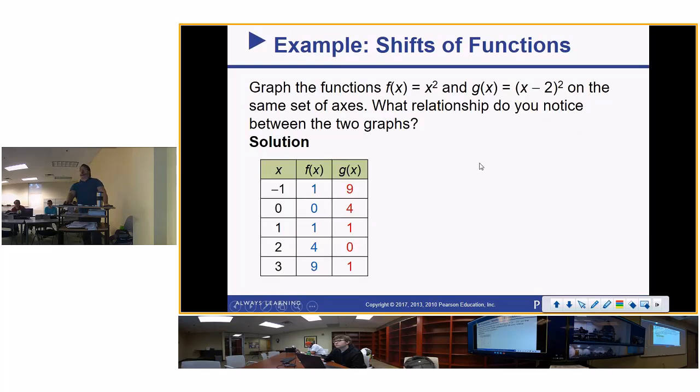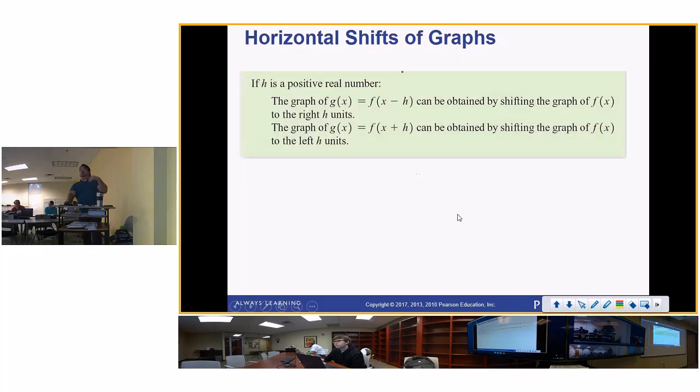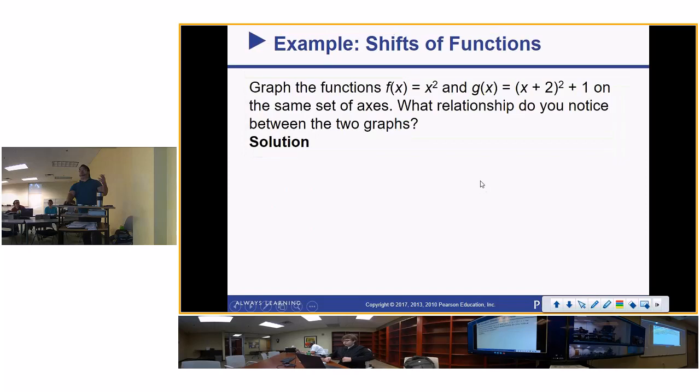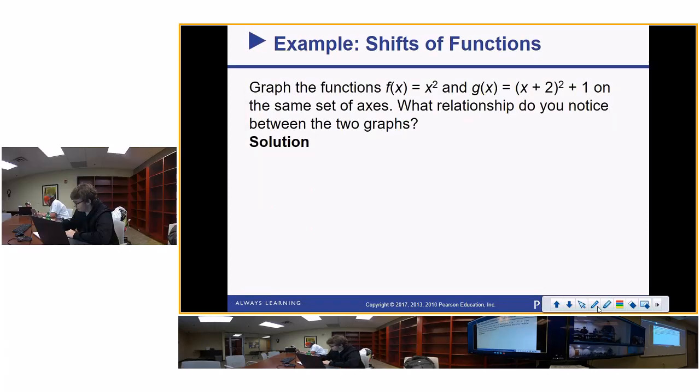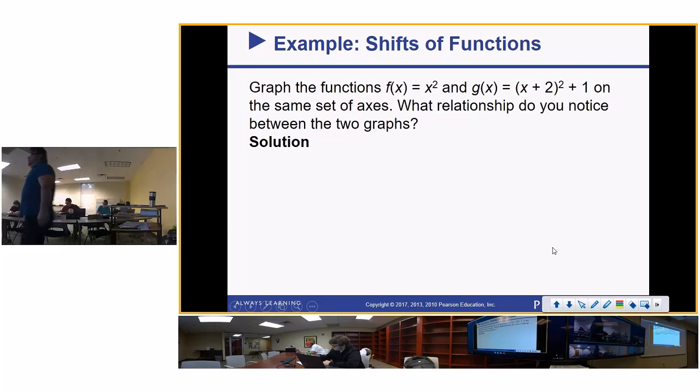-2 would be to the what? Right. To the right. So everybody, like I said, everybody should be saying this is real simple. Yeah, it's simple. Thank you. All right, do this one. I want you to draw the parent graph, and then I want you to draw the second part in red or a different color.